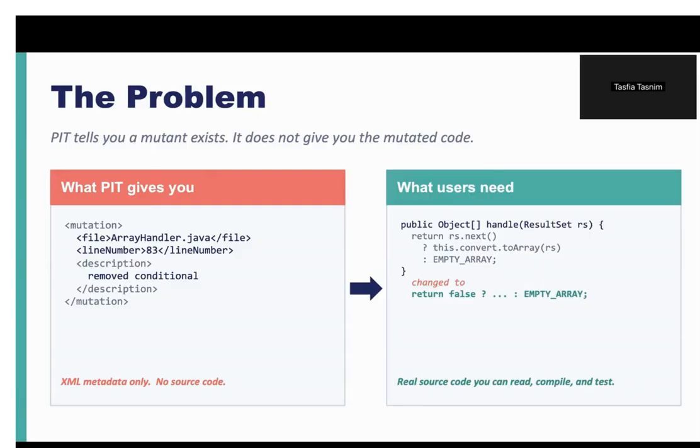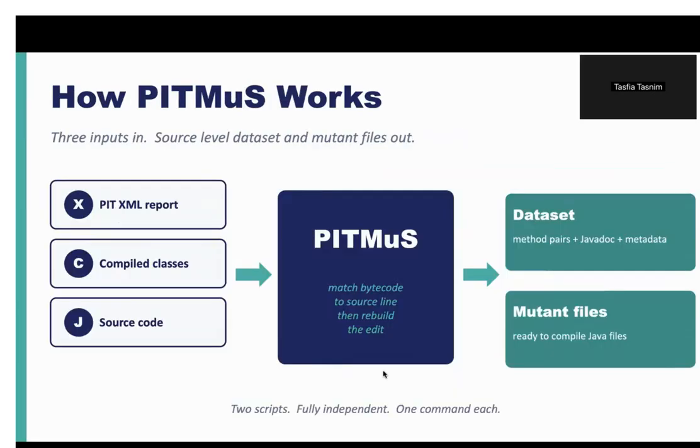So you cannot open the mutant in your editor, you cannot compile it on its own, and you cannot use it as a training example for an LLM or as a row in a bug dataset. PITMuS fixes exactly this gap.